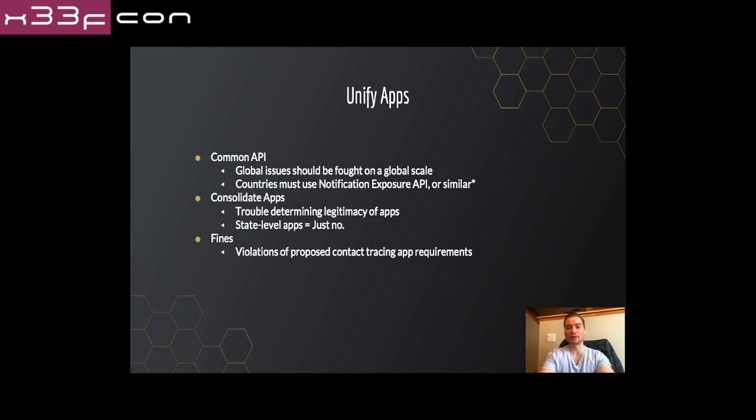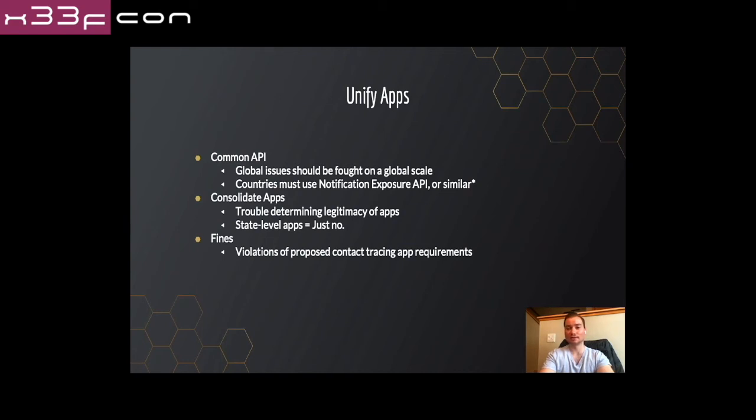But either way, global issues should be fought on a global scale. There should be that common API that should be utilized when it's there. The second, as I'd mentioned, is consolidating apps. There's way too many apps on the app stores. Users have trouble knowing which one's legitimate, which one's not. And the fact that there's so many state level apps, that's just contributing to the issue.